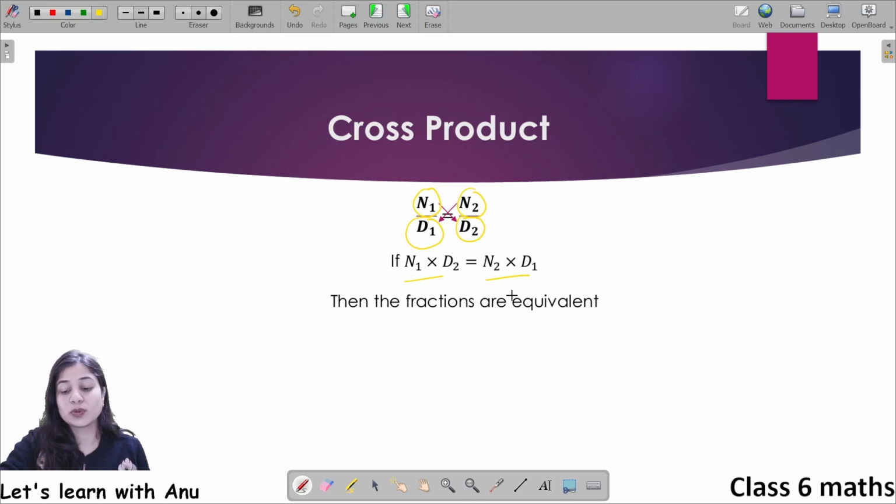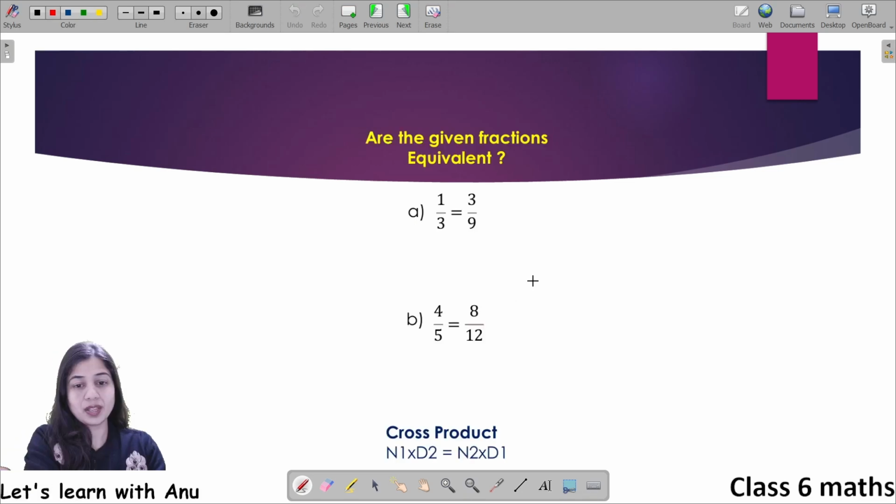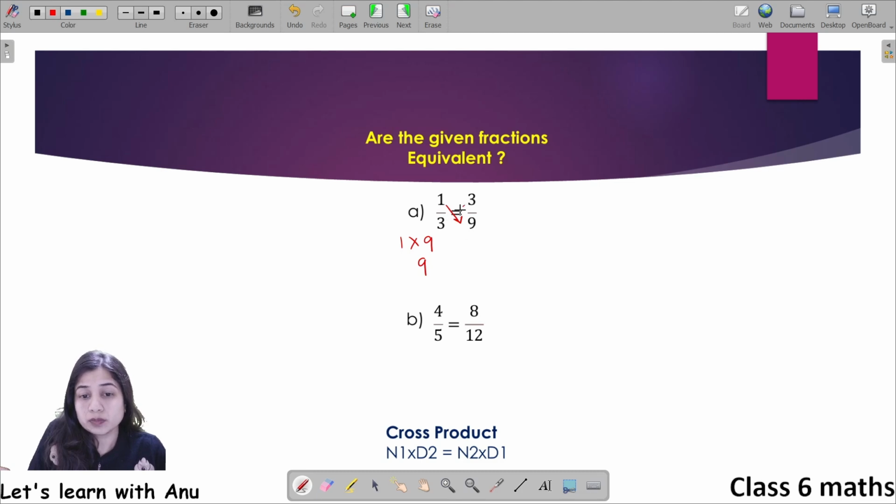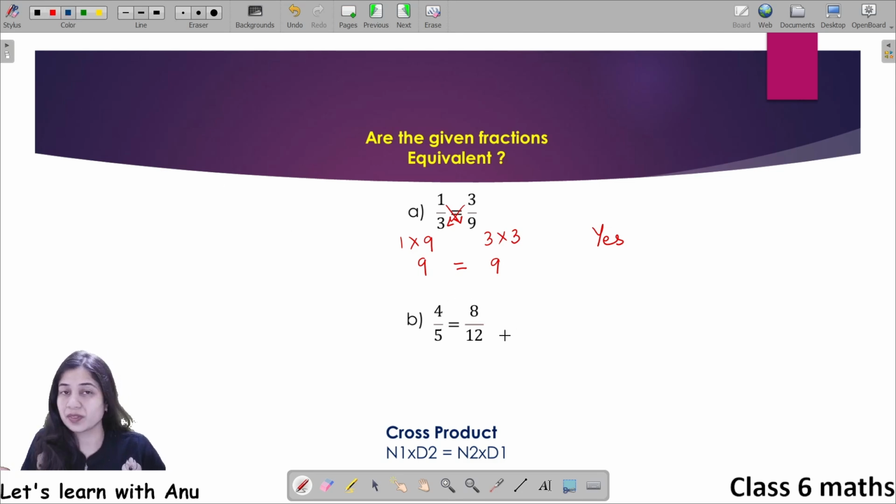Let's understand it with an example. In A part, 1 by 3 equals 3 by 9. Let's multiply 1 with 9. The product is 9, and 3 with 3, that is also 9. So 9 equals 9. So the answer is yes, they are equivalent fractions. Simple. Let's do the next example.